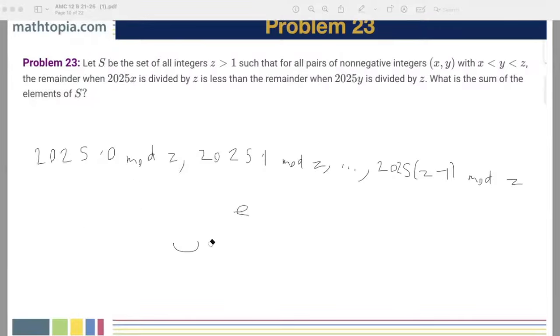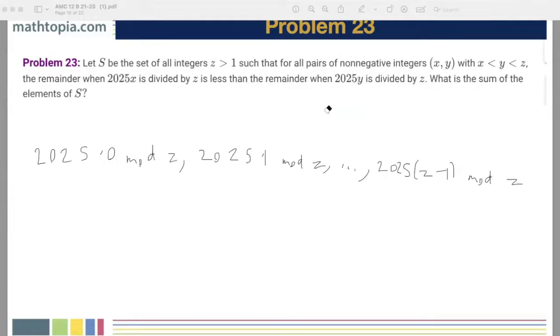So in this case, in general, if we just pick all of the different pairs of numbers, so we pick x, y as 0, 1, 1, 2, etc., up to z minus 2, z minus 1, then we get that all of these different remainders here will have to be in increasing order. Okay, well, that's pretty interesting.